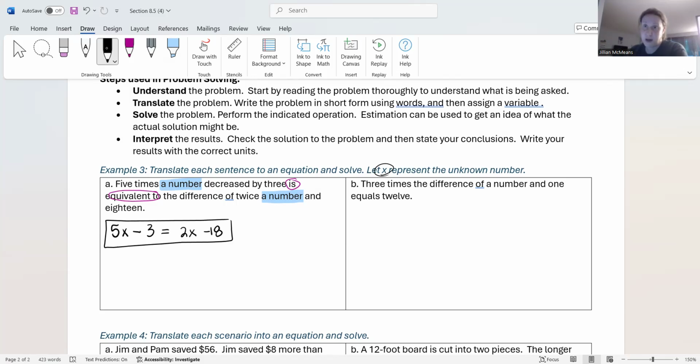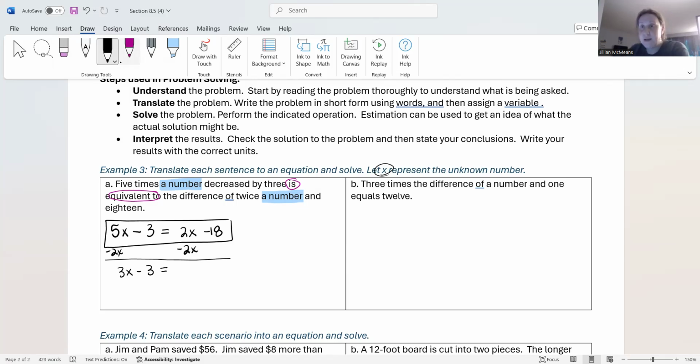I want to move it to the left. Since 2x is positive, I think of that as plus 2x. And the way we undo addition is with subtraction. So we're going to subtract 2x from each side. So that's going to give me on the left 5x minus 2x is 3x. Drop down your minus 3 and your equals.